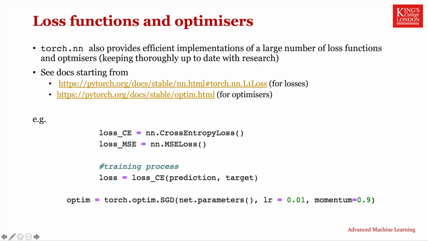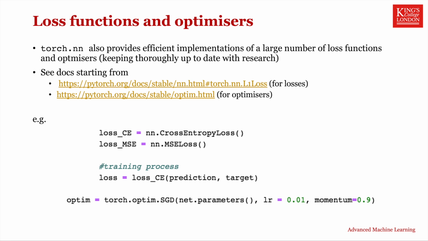Next, loss functions and optimizers. So PyTorch provides efficient implementations of a large number of loss functions and optimizers, keeping very up to date with research. So all you really need to do is search through the available options in PyTorch and choose one. Some popular examples of loss functions that we've seen already are cross-entropy, where this is specifically multi-class cross-entropy, and there's a separate function for binary cross-entropy. Also, we have here mean square error loss, which is an option for regression.